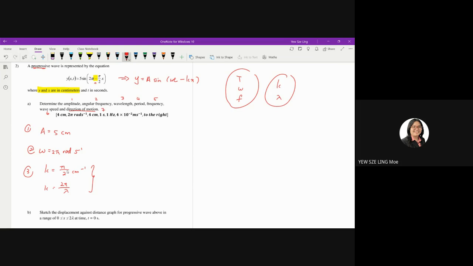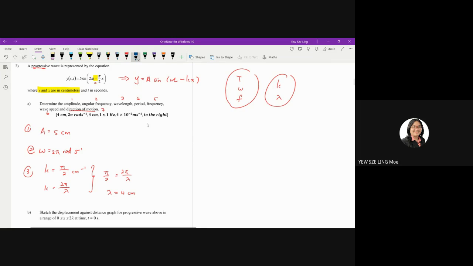So, okay, when you combine these 2 equations, pi over 2 equals 2 pi over lambda. Rearranging it, lambda is then equal to 4 cm. So this is our wavelength. This is how we calculate wavelength from the equations given.